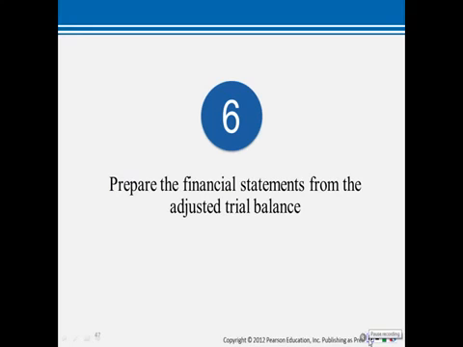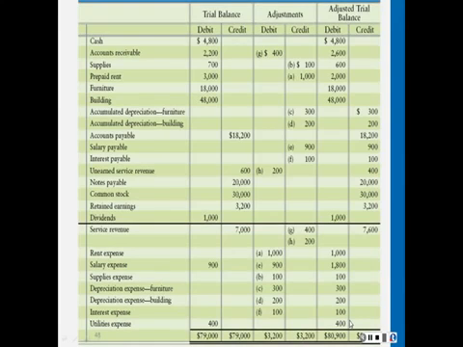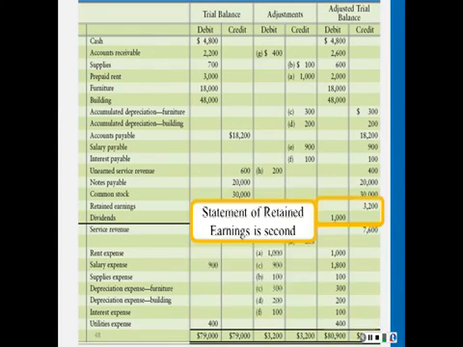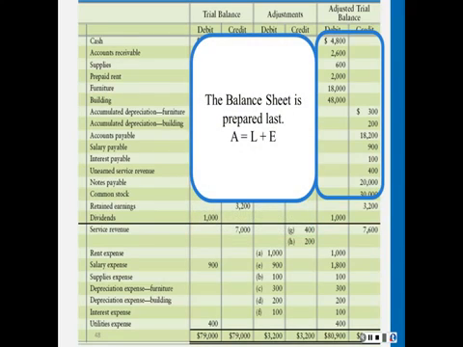The sixth learning objective is to prepare the financial statements from the adjusted trial balance. The financial statements are prepared from the adjusted trial balance. The three main financial statements are the income statement, which reports revenues minus expenses, the statement of retained earnings, which shows why and how retained earnings changed during the period, and the balance sheet, which reports assets, liabilities, and owner's equity.